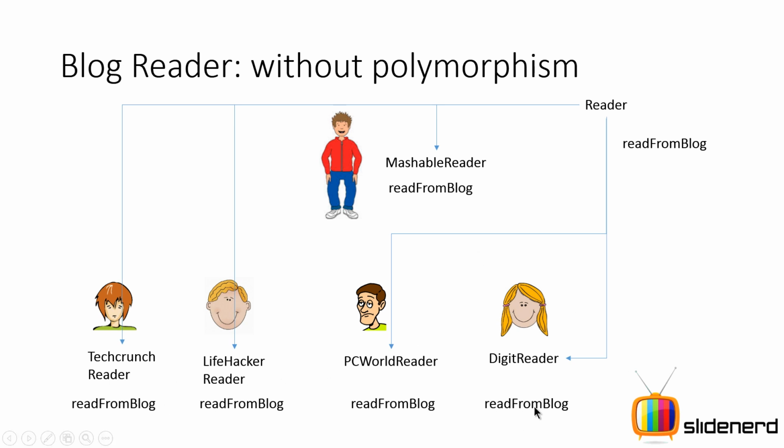So now if you see, things have gotten much easier because everybody is following a standard format. The method read from blog is common everywhere. What changes is what is being read. The TechCrunch guy may have a set of statements that will read from TechCrunch. The life hacker guy will have another set of statements that will read from life hacker, but the method name is the same, read from blog. So let's go to NetBeans and see how this is going to be used in dynamic method dispatch.